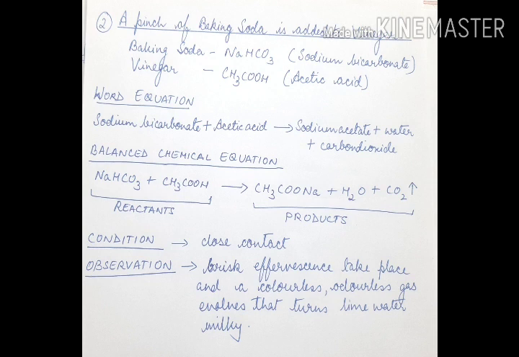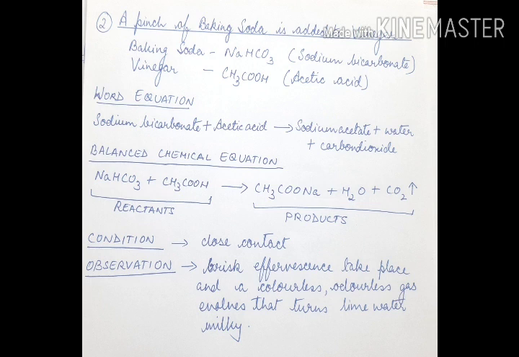Here I have noted down the important points. Baking soda is a common name. Its chemical name is sodium bicarbonate and the formula is NaHCO3. Vinegar is a common name, that is the name in which it is known in the market. Chemical name is acetic acid and formula is CH3COOH.